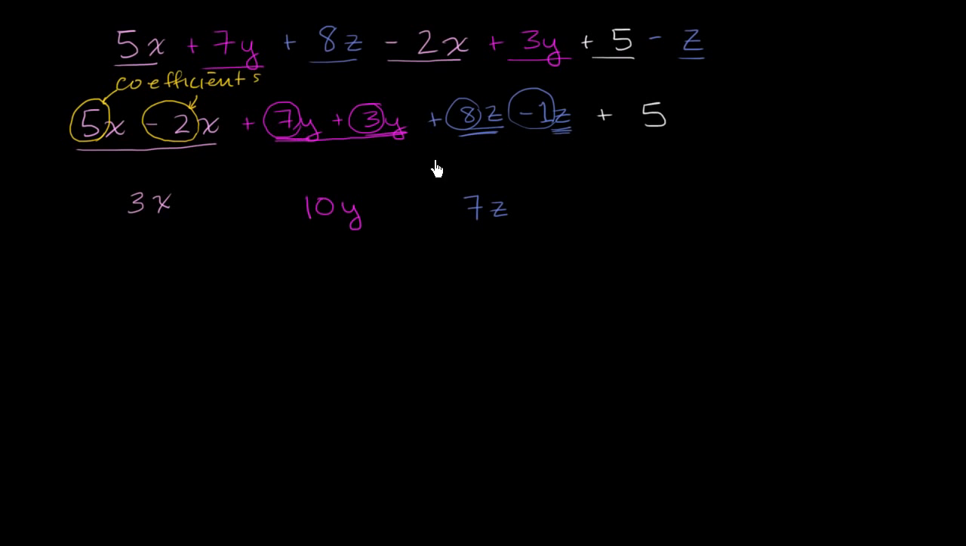And then finally, you have a plus 5. So we're done. This simplified to 3x plus 10y plus 7z plus 5.